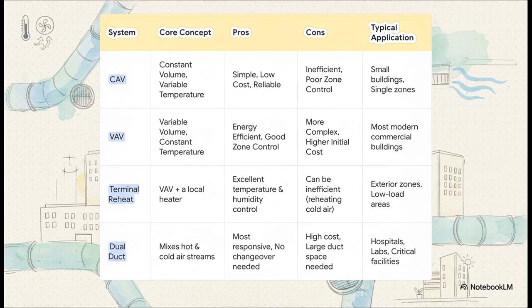Terminal reheat, that's just a VAV system with a little heater attached. Perfect for those tricky exterior zones or low occupancy rooms. And finally, dual duct, mixing hot and cold air on demand. Super responsive, but also super expensive and space intensive. You save this one for hospitals and labs.